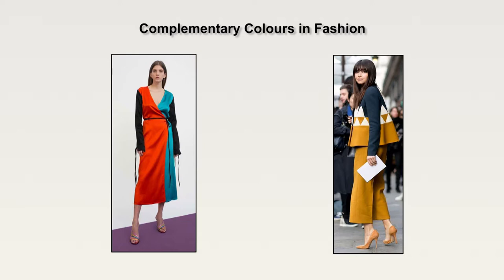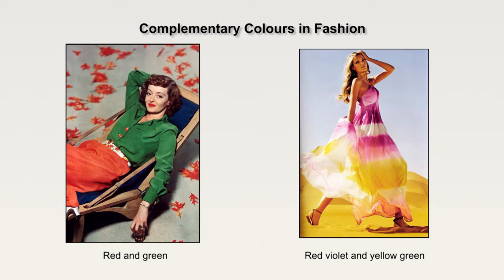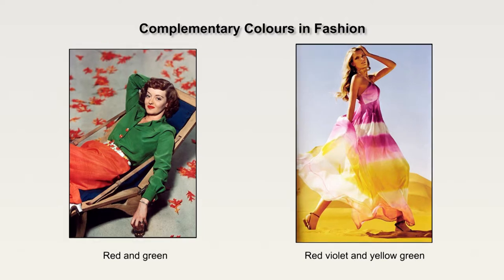More examples from ready-to-wear fashion using complementary colors can be seen here. The image on the left clearly shows outfit in red and green. This was a fashion in 1940s. The image on the right shows contemporary fashion in red, violet and yellow green.